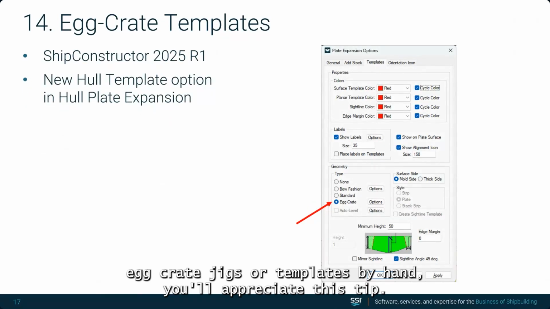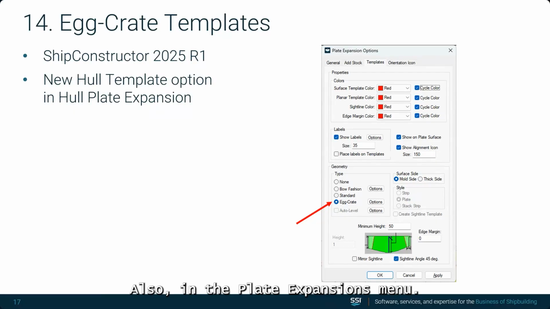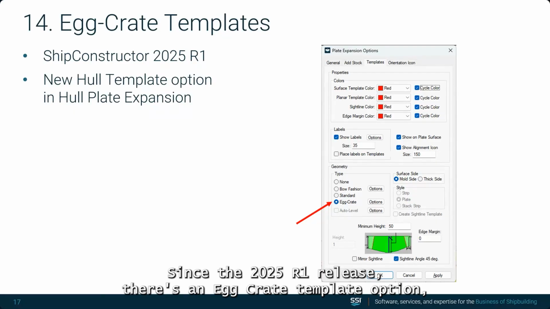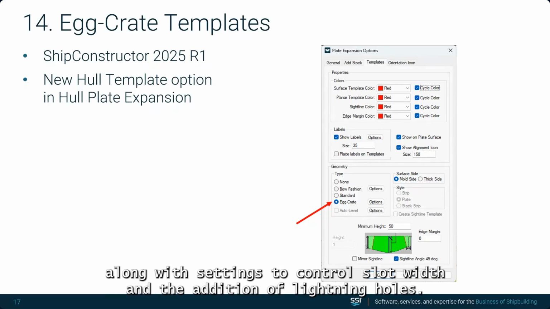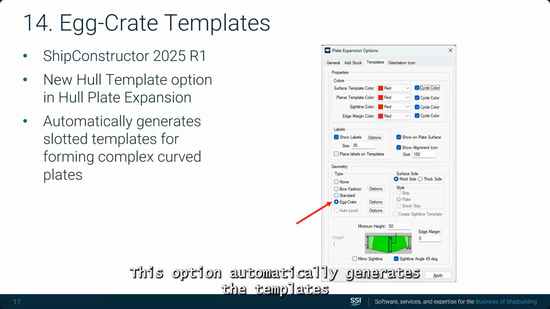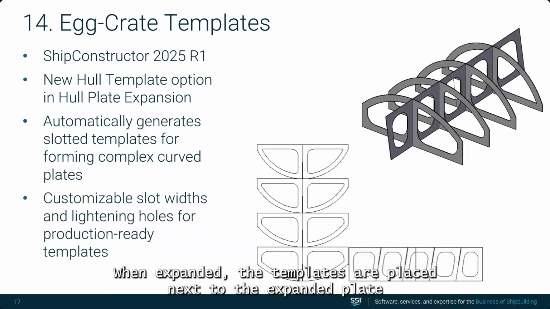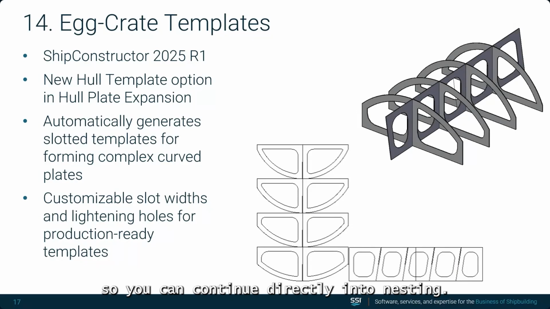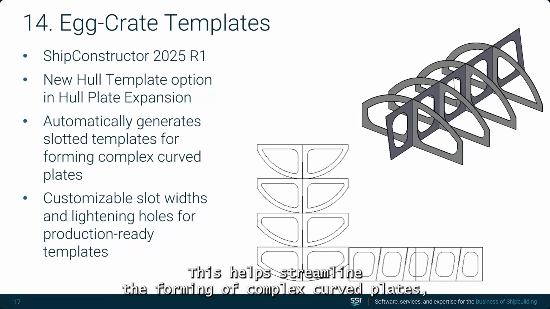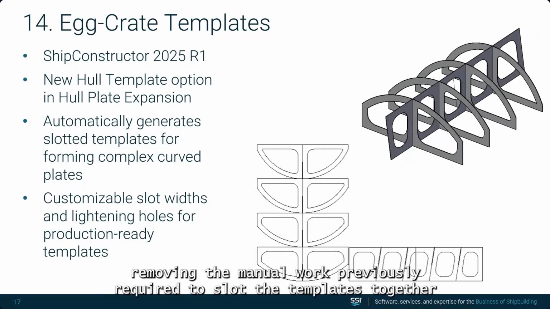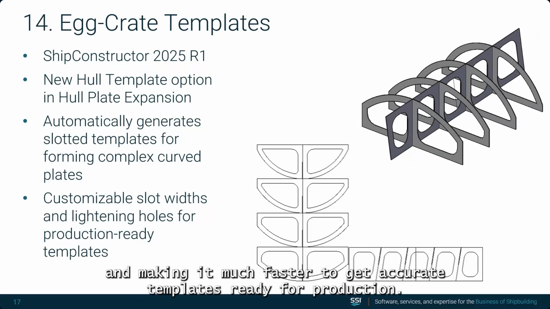And if you've ever had to create egg crate jigs or templates by hand, you'll appreciate this tip. Also, in the plate expansions menu, since the 2025 R1 release, there's an egg crate template option, along with settings to control slot width and the addition of lightning holes. This option automatically generates the templates with the slots and lightning holes based on your settings. When expanded, the templates are placed next to the expanded plate so you can continue directly into nesting. This helps streamline the forming of complex curved plates, removing the manual work previously required to slot the templates together and making it much faster to get accurate templates ready for production.